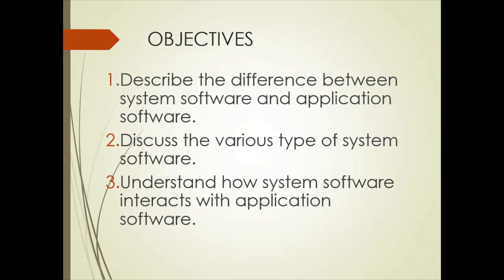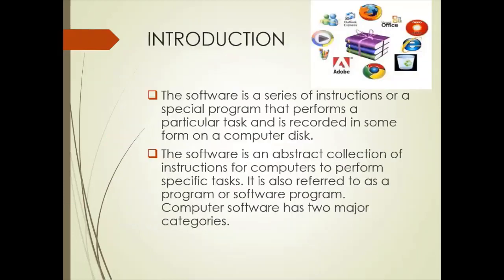And then under system software there are various types, right? Under application software there are 2 types, right? So let's just go through the introduction. It says the software is a series of instructions or a special program that performs a particular task and is recorded in some form on a computer disk. So any series of instructions or a special program that performs a particular task.